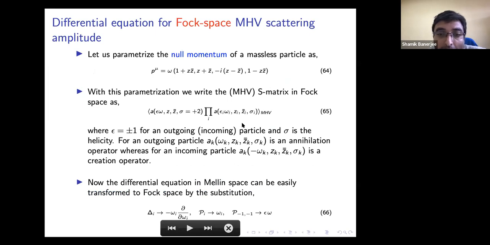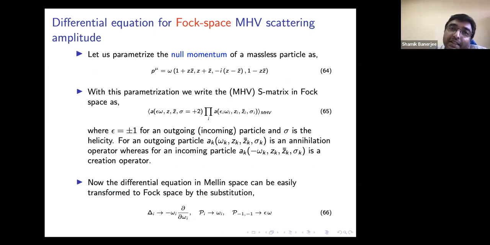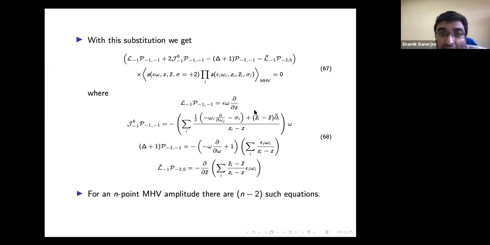Okay, so now the point is that if you don't like this, say, celestial sphere or the Mellin transform, let me just show that you can transform these differential equations back to the Fock space, and they have this particular form. So this, in equation 67, is a standard S matrix, and that solves these equations.